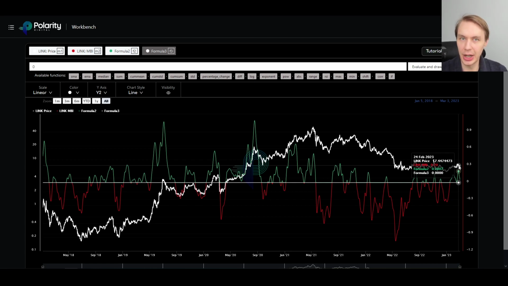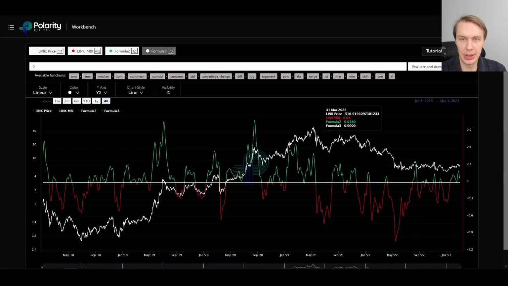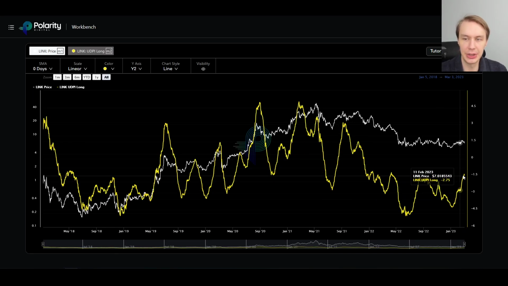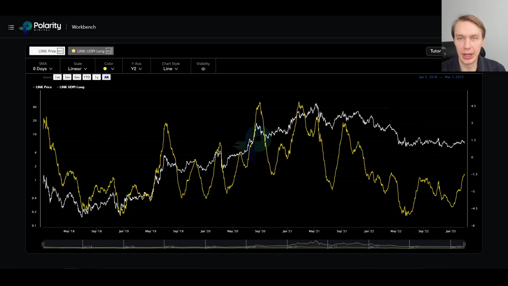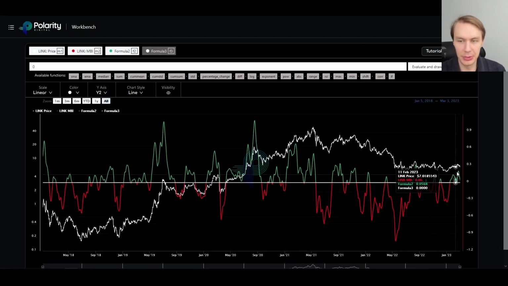Again, I'm not assigning 100% probability by any means to that, but I think that the probability favors Link to the upside more so than the downside. And that's backed up by things like, for example, the UDPI having a bullish long-term outlook on Link in the longer term. The stage might be getting set, more or less.